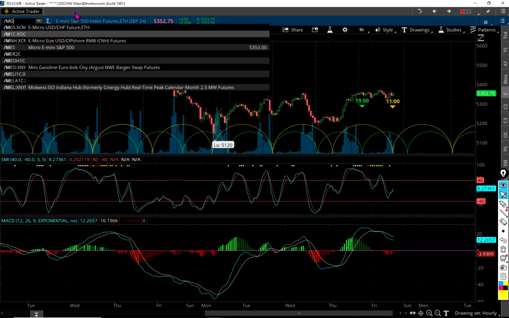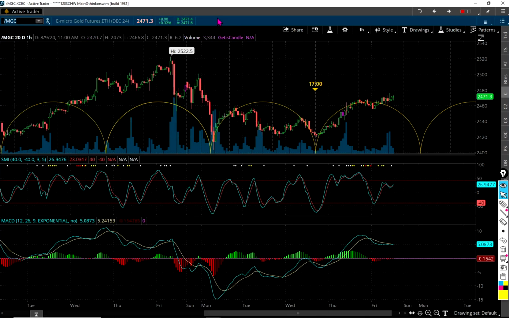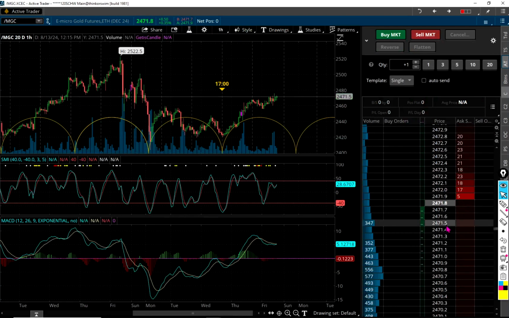We're looking at a micro product, all right? And you can see the micro product down here is $1,320. So it's significantly cheaper to trade this product. Of course, you're not going to make as much money trading it, because you're getting less access to profits because of the amount of value each tick has. What is a tick? A tick is each movement in price along this scale.